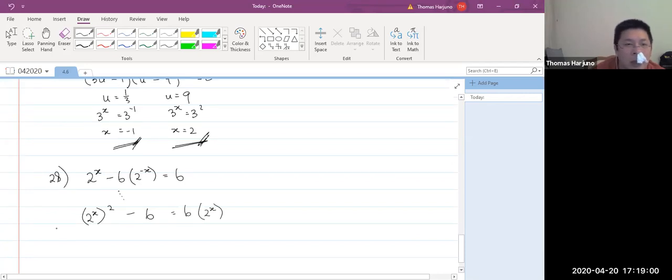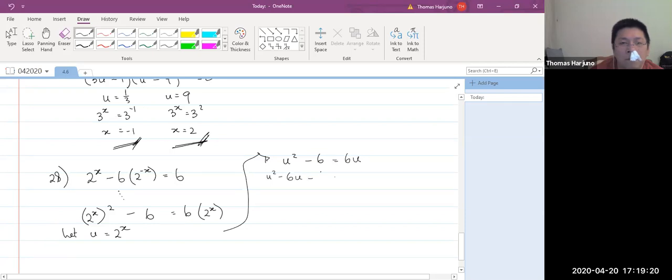And then I let u equal 2 to the x, such that my equation now becomes u squared minus 6 equals 6u. Notice that this is now a quadratic equation. However, I don't think that's factorable. Then how to solve that, Thomas, if it is not factorable? Well, we have other methods, completing the square or the formula. Because the leading coefficient is 1 and the coefficient of u is even, I will use completing the square.